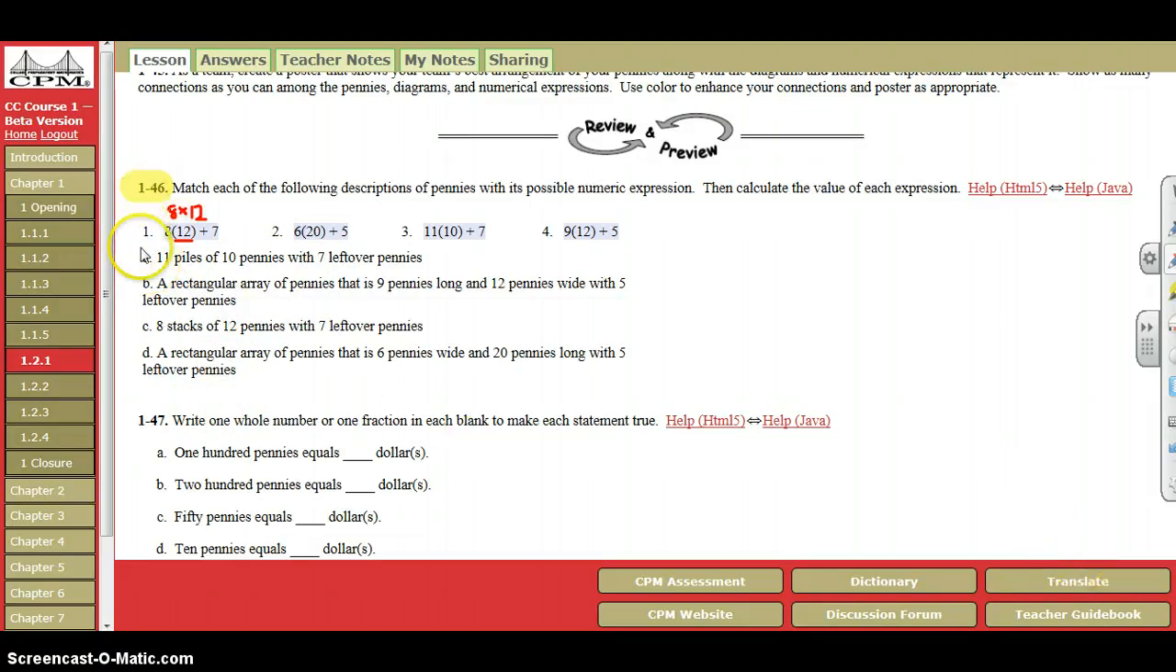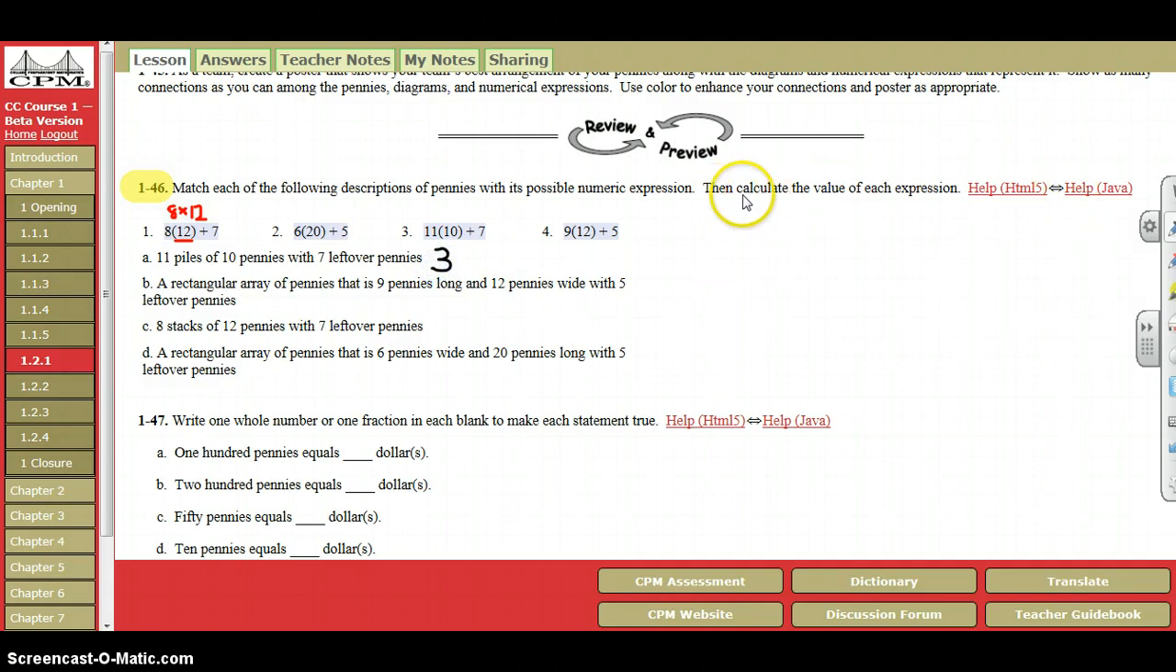For 1A, it says 11 piles of 10 pennies with 7 leftover pennies, okay? So imagine that in your head. Which of these expressions up here at the top shows you 11 piles of 10 pennies with 7 left over? Hopefully you were able to figure out that the number 3 goes along with A. Number 3 is showing us 11 groups of 10 pennies with the 7 left over. So A is 3.